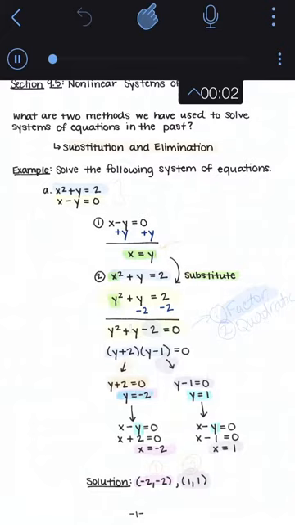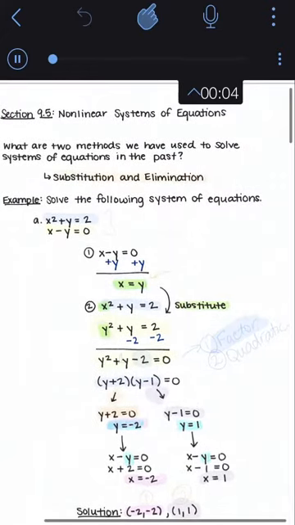In section 9.5, we'll again work on solving systems of equations. This time we'll look at non-linear systems of equations. Remember, there are two different methods we can use to solve systems of equations. We learned two different methods. They are substitution and elimination.